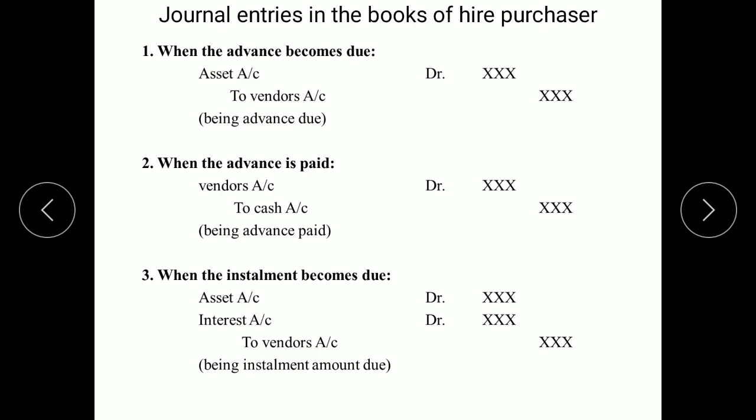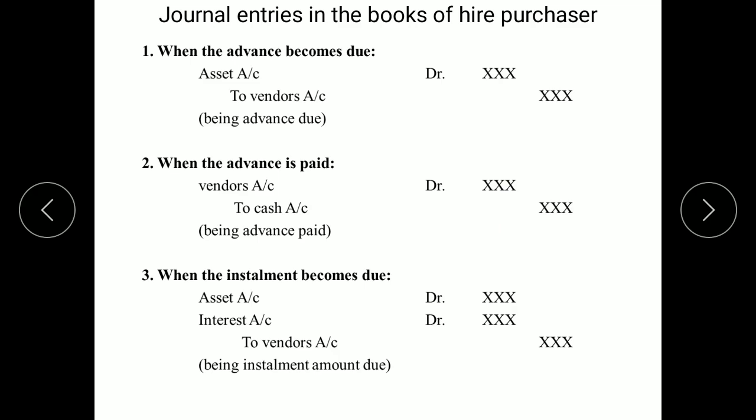First one, when the contract is made between hire purchaser and hire vendor, at that time the first journal entry will be made wherein the advance becomes due. So the journal entry will be asset account debit to vendor's account with the amount of advance. Then once the advance is due, the hire purchaser will make the payment of advance. So we have the second journal entry, vendor's account debit to cash account, again with the amount of advance.